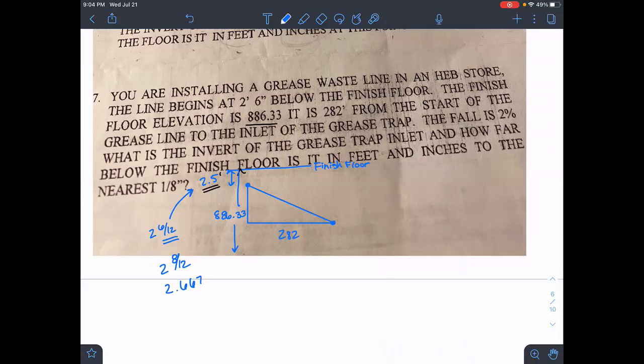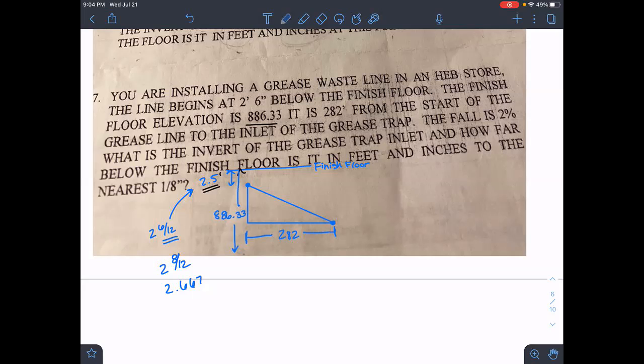Okay, and then the next part says the finished floor elevation is 886.33. So that means from the ground to the finished floor is 886.33. It also tells you that it's 282 feet from the start of the grease line to the inlet of the grease trap. So what I'm interpreting that information to be is this distance here, from the beginning of the grease line to the inlet of the grease trap.